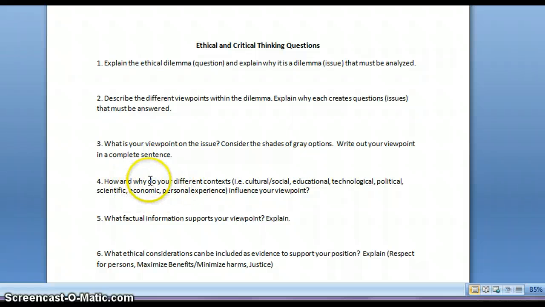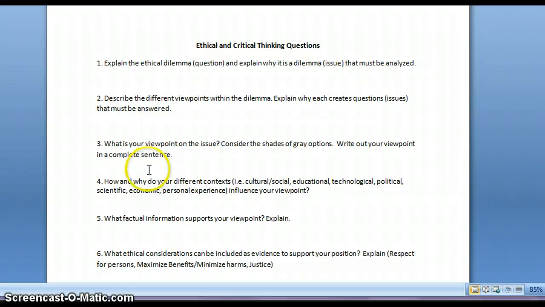So how and why do your different contexts influence your viewpoint? How do your cultural background, your educational background, your political background, your religious background, and your personal experiences influence your viewpoint?